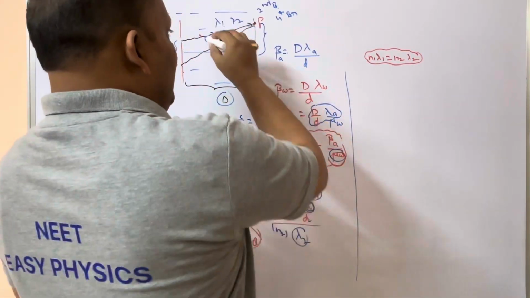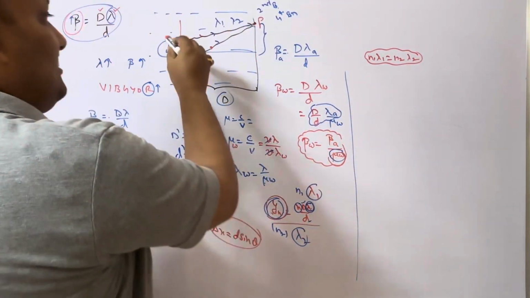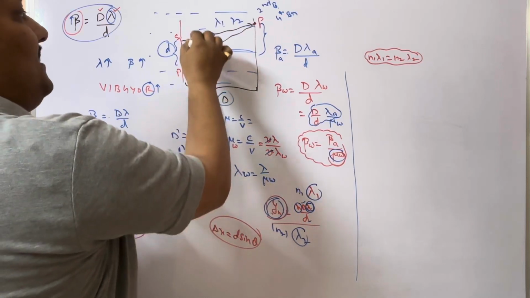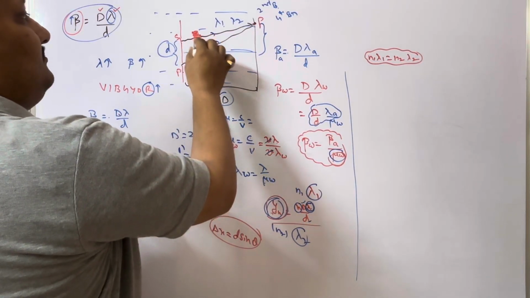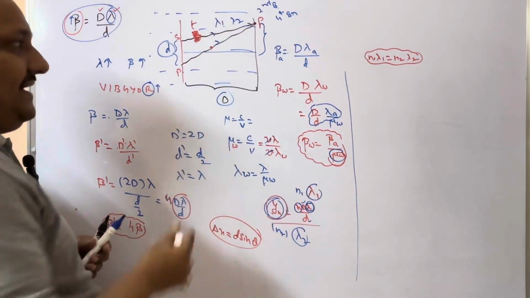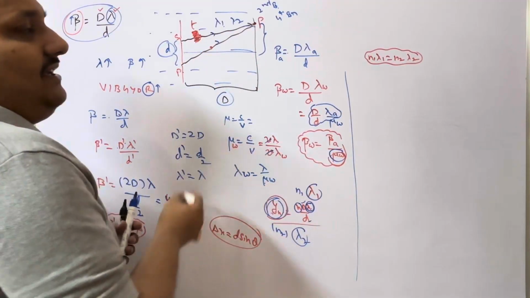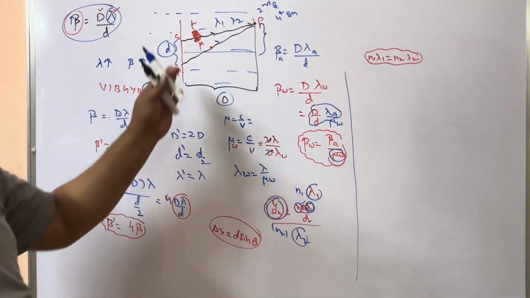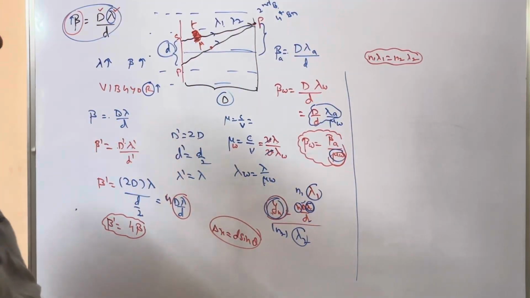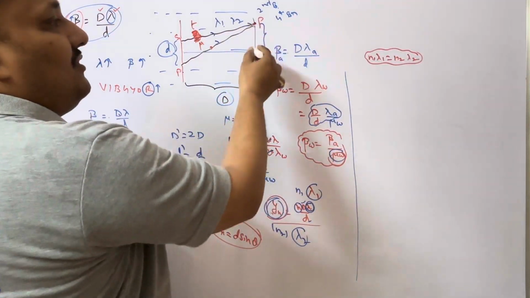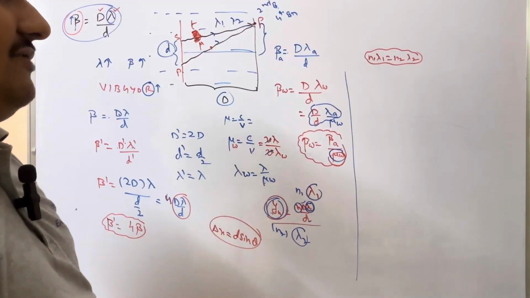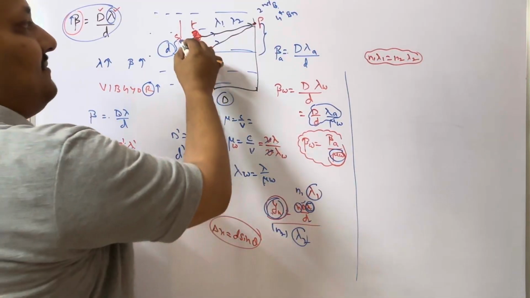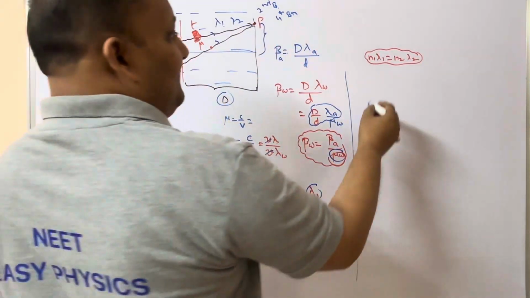Next one is in between S1 and P. So we will place one very thin plate of thickness T, and refractive index is mu. Then what is the new fringe pattern? How is it going to be shifted? They are going to ask. So at that time, this path difference. Do you remember the path difference?